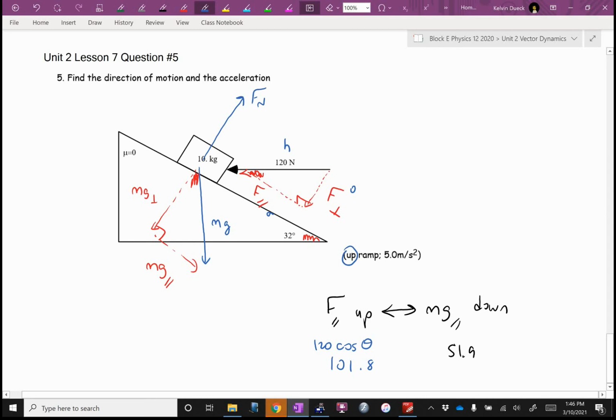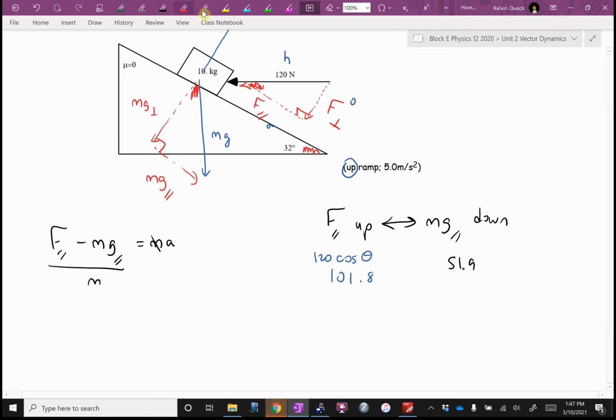And now I can do my equation. Who's winning? F parallel. Who's losing? mg parallel. What's that going to equal? ma. Divide by m. So A is going to be F parallel, which was 120 cosine 32, minus mg parallel, 10 times 9.8.